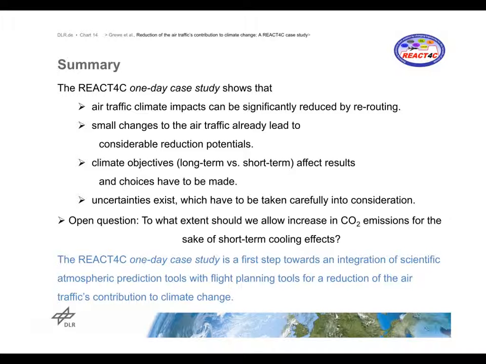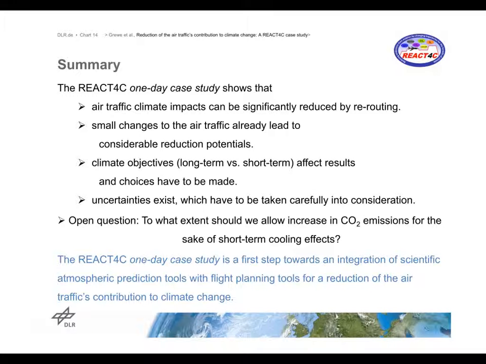To summarize, the REACT4C one-day case study shows that air traffic climate impacts can be significantly reduced by rerouting, and it shows that small changes to the air traffic already lead to considerable climate impact reduction potentials. It further shows that climate objectives, long-term versus short-term, affect the resource and that choices have to be made. Note that uncertainties exist which were taken carefully into consideration.